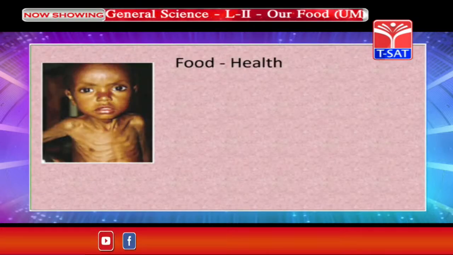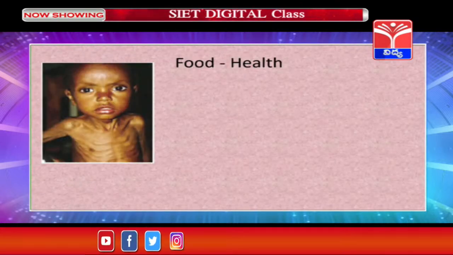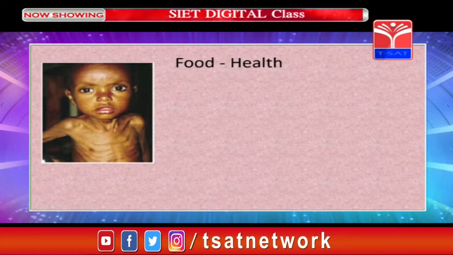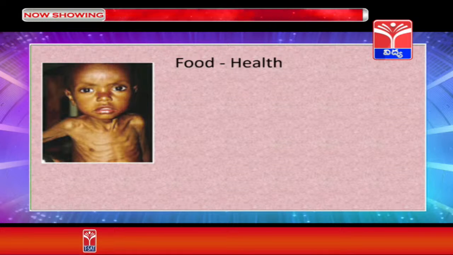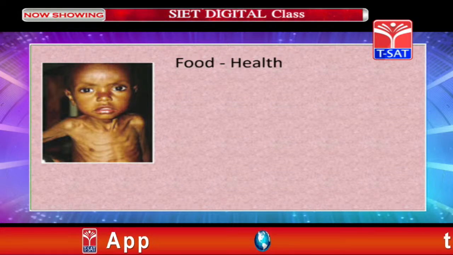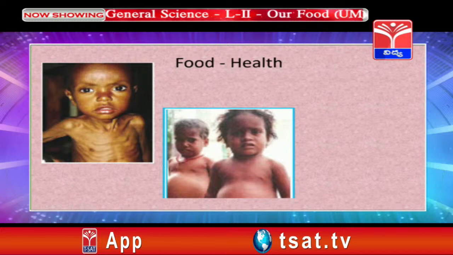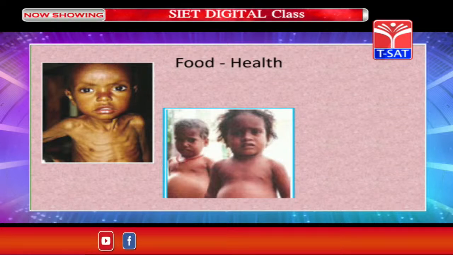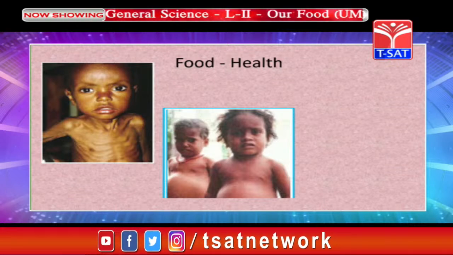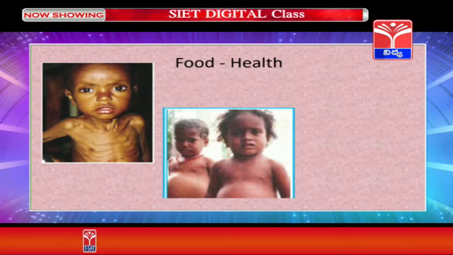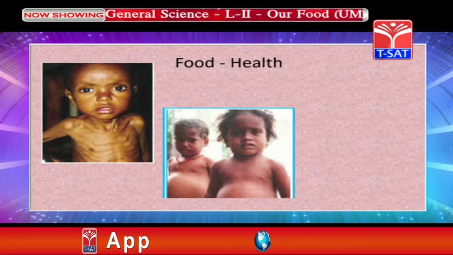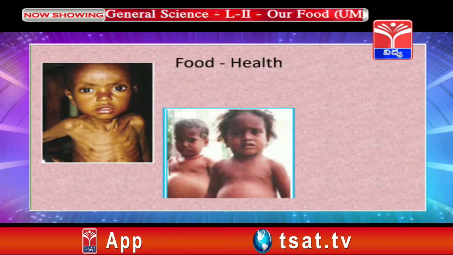Now see the picture here. This boy, see how thin he is. His hands are thin and ribs are seen. He is not having sufficient food, maybe due to poverty or any other reason. Now see another picture. Here is also a child having dry hair, dry skin and a swollen stomach. Here the child may be taking only carbohydrates. He is not taking proteins. These children may suffer with many diseases and fall sick often.